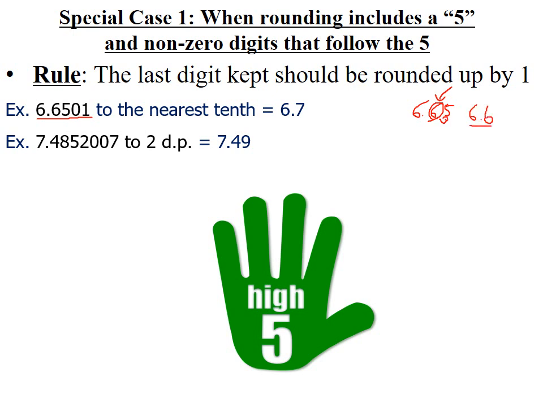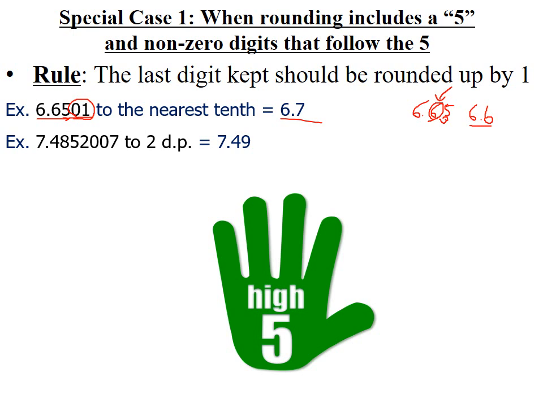Well, in this case, we do have 6.65, but there's a non-zero digit that follows it. There's 0, 1 here. So in that case, what we do is we increase the number by 1. So 6.65 becomes 6.7. Because it's actually a little bit more than a 5 that follows it. It's a 501 that follows it. So we need to round up in that case.